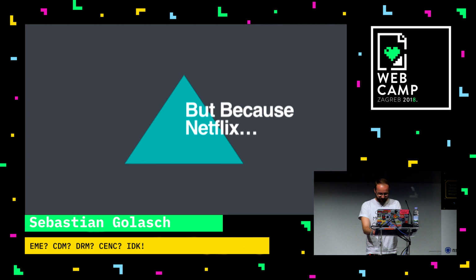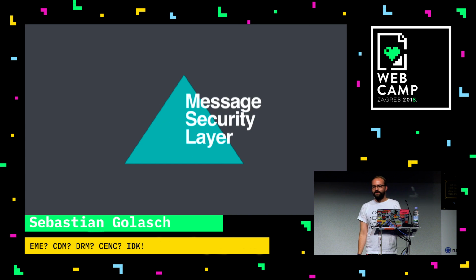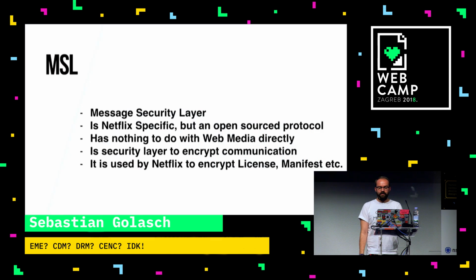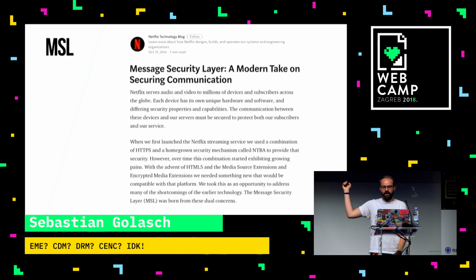But because of Netflix, I hadn't reached my goal of building a Netflix player. Netflix also uses something called Message Security Layer. They call it MSL, it's invented by them, nothing to do with DRM, but they invented their own network encryption because they said HTTPS is too weak for them. So they serve everything over HTTP and have their own encryption format, the Message Security Layer, and basically they use that to encrypt all data that is sent down, which then JavaScript is needed to decrypt. If you want to know more, they wrote a blog article on that.